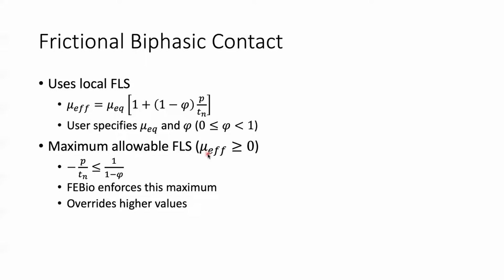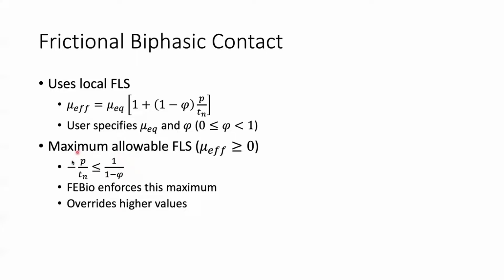Based on the second law of thermodynamics, you cannot get a negative friction coefficient, so we want the friction coefficient to be positive. So if you impose this constraint on this constitutive model, it actually says that the local fluid load support must be less than this ratio. Now, if phi is 0, then this ratio is 100%, but if phi is 0.1, it's more like 111%. So the maximum allowable fluid load support could be greater than 100%. And it depends really on your choice of the solid to solid contact area fraction.